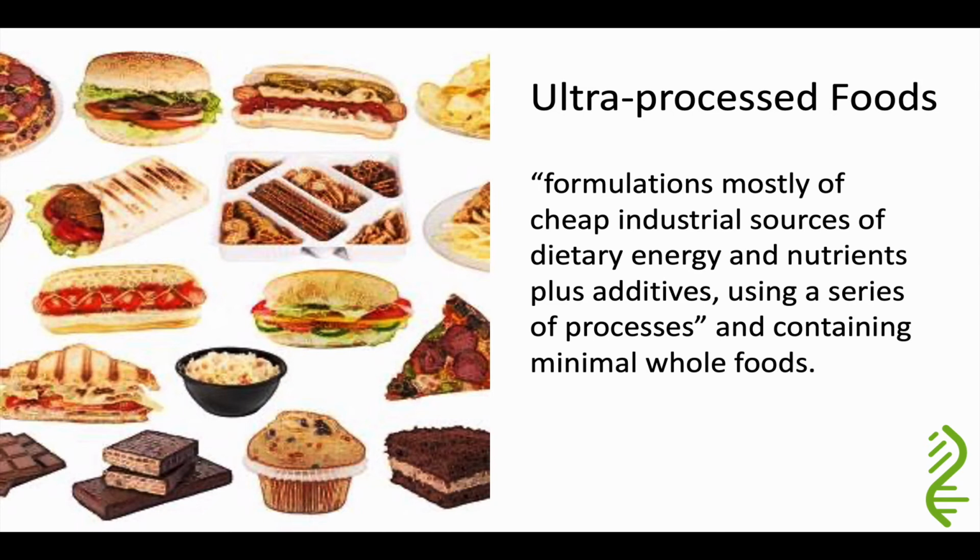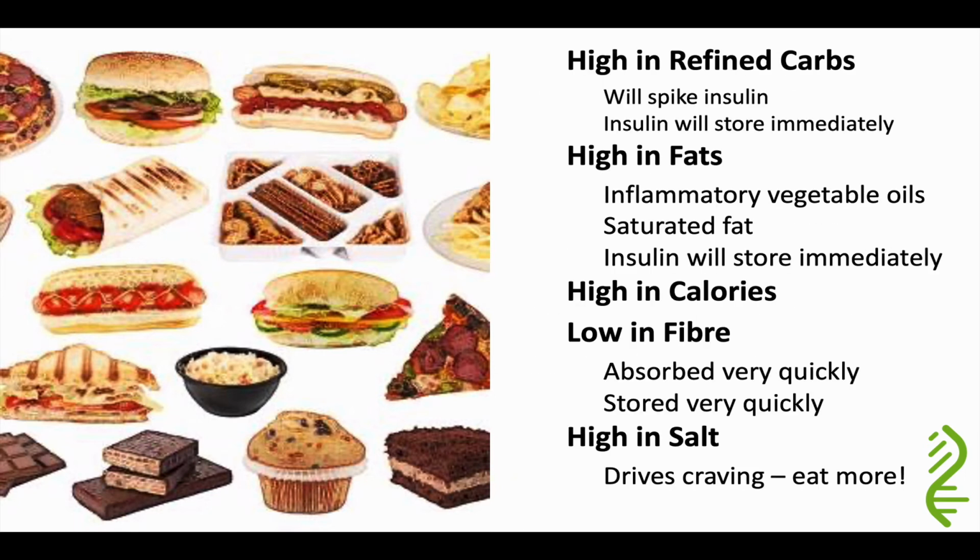Ultra-processed foods are so related to refined carbohydrates, which are obviously an ultra-processed food. I think this is one of the big problems and big drivers of that diabetes epidemic that we're seeing. I think ultra-processed foods are at the heart of the problem. So let's look at what's in these ultra-processed foods. They're high in refined carbs.